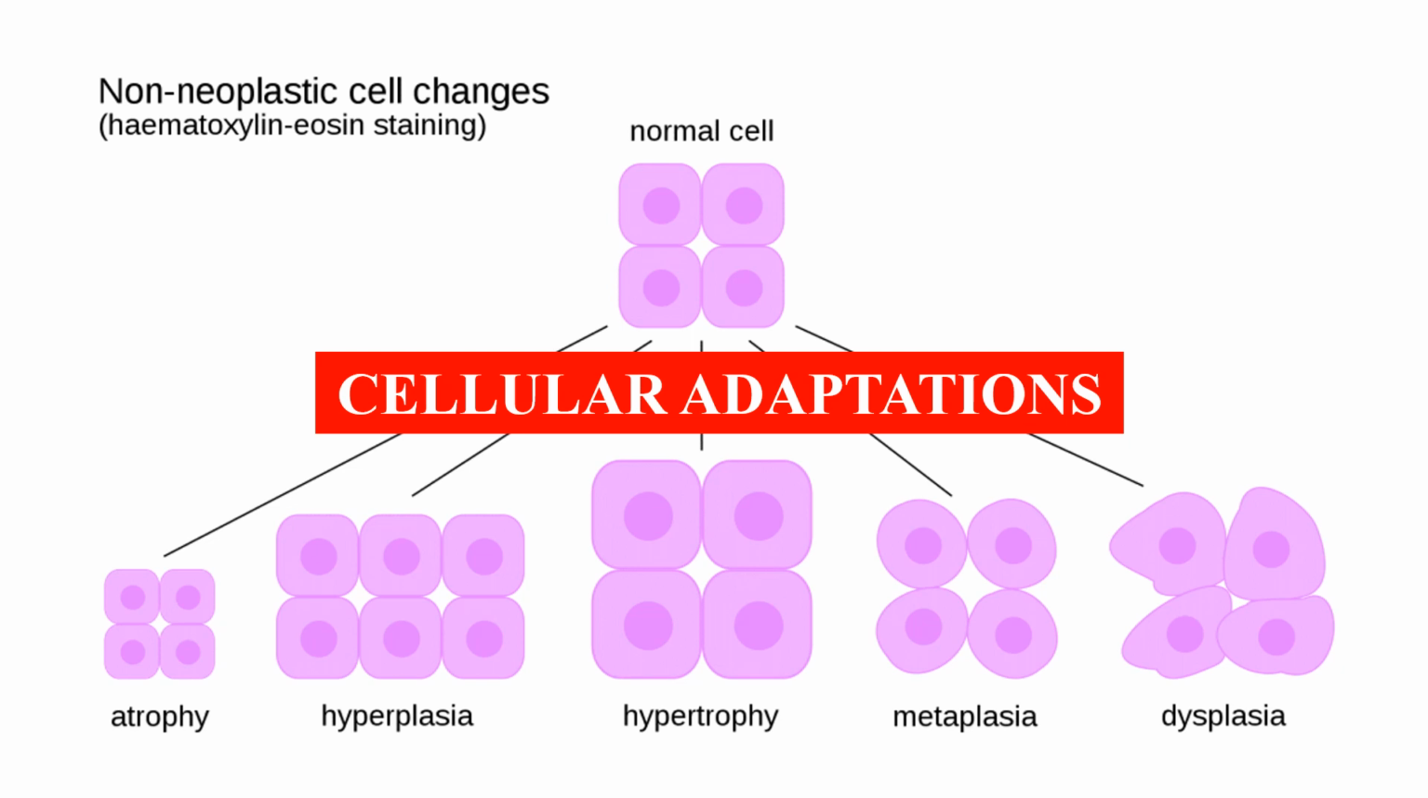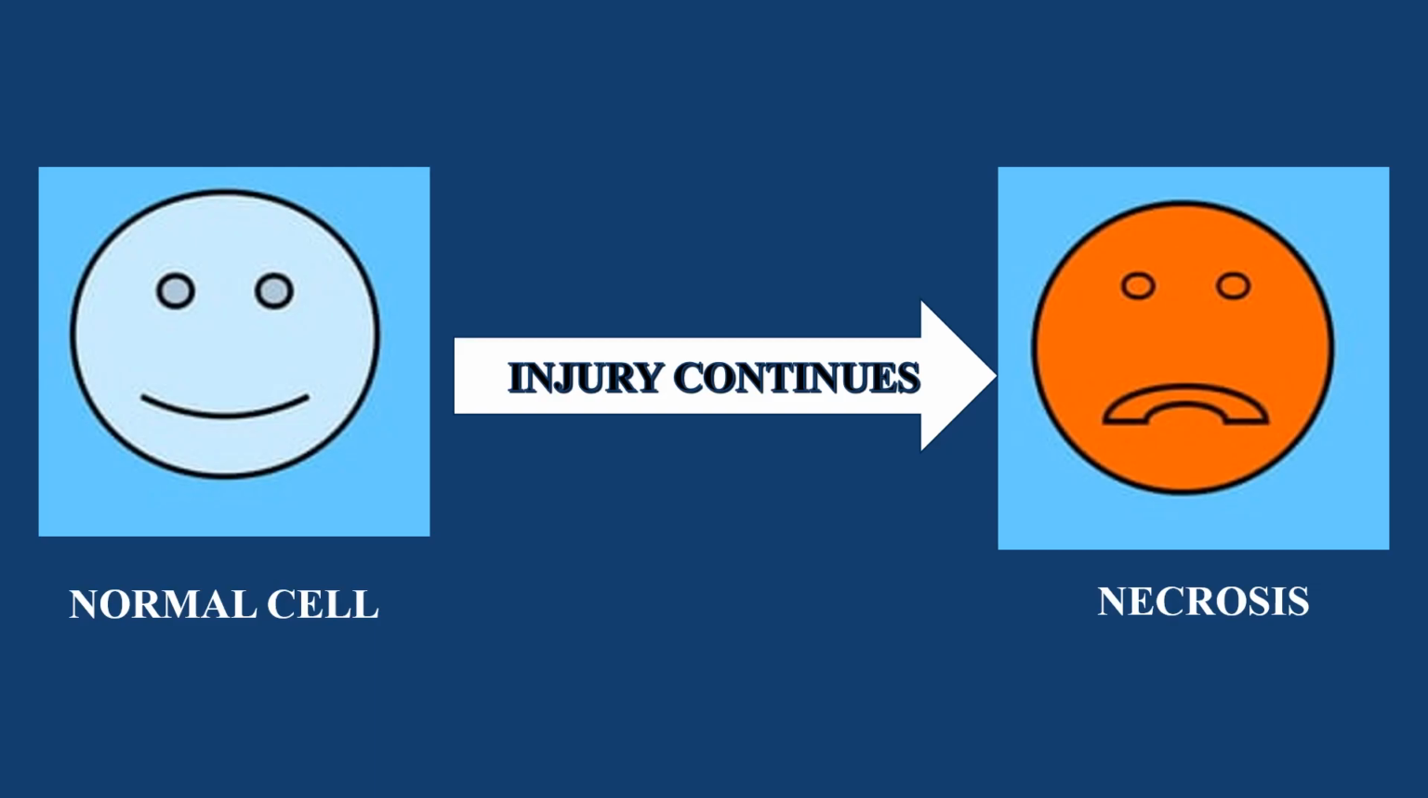Whenever there is a stimulus, any form of injurious stimuli, that irritates the normal cell, then this normal cell may undergo cellular adaptations in the form of atrophy, hyperplasia, hypertrophy, metaplasia or dysplasia. But if the injury continues, then this normal cell will undergo necrosis.